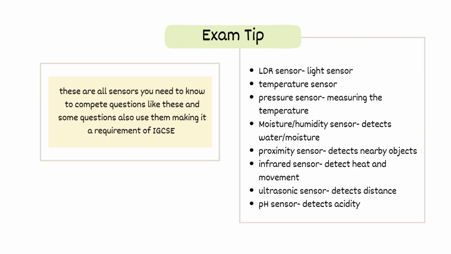In the exam, you get sensors mentioned in the question, or sometimes depending on the question, you need to write them down yourself. So these are all the sensors you kind of need to memorize. LDR sensor, it is a light sensor. Temperature sensor measures degree of hot and cold. Pressure sensor measures how hard something is pushing, for example, air in a tire. Moisture and humidity sensor detects water and moisture. Proximity sensor detects nearby objects. Infrared sensor detects heat and movement. Ultrasonic sensors detect distance, pH sensors detect acidity.